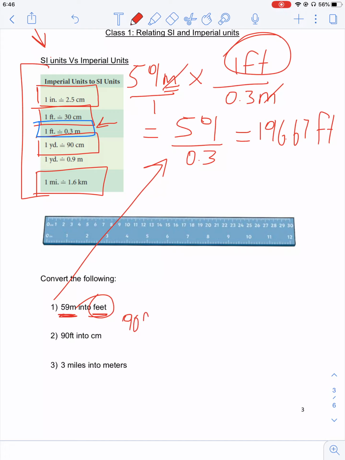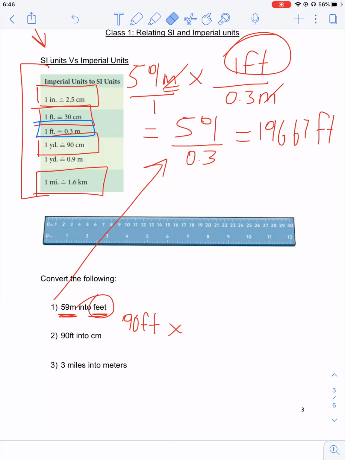Now, second question, I have 90 feet. I have to change that into centimeters. Is there a ratio over here that relates feet to centimeters? And it's this one over here, right? This one relates feet to centimeters. So let me just clean that up.